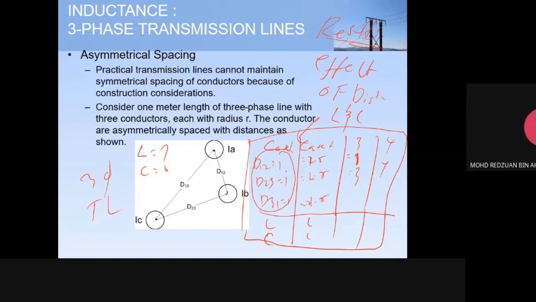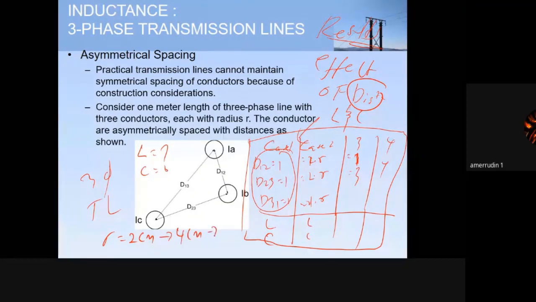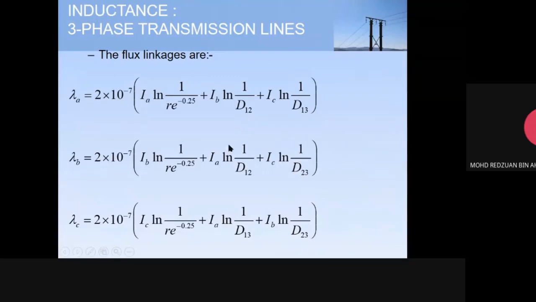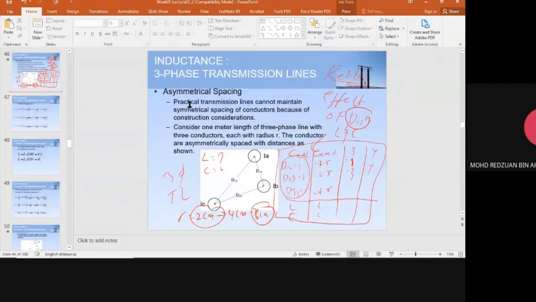Either you want to plot the graph or not, is up to you. So this one is the effect of distance. Another effect you can do is by using different cable size. R equal to 2 cm, and then you increase R to 4 cm, 6 cm, and so on. So what is the effect of radius in terms of L and C? So you have another result. By using the same program, you can analyze the impact of this one.